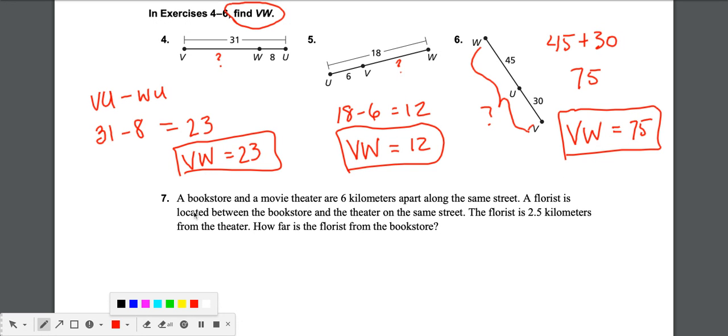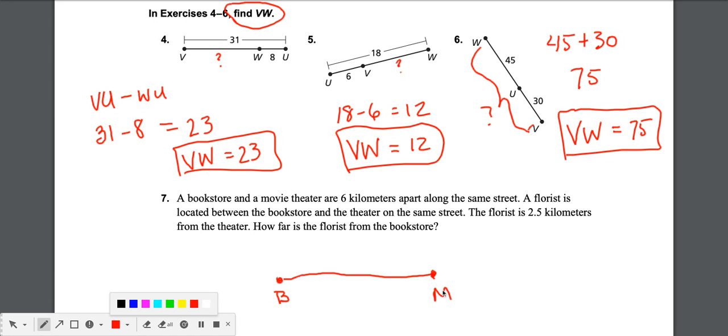Let's look at this last one. This is a word problem in context, probably has something to do with a line segment. And it says right here, a bookstore and a movie theater are 6 kilometers apart. So you could kind of label them and say, well, about 6 kilometers apart. We could call it bookstore. We could call it movie theater if we wanted to. Drawing and sketching a little picture like this is great. They're on the same street. It's a straight line. A florist is located between the two, though, between the bookstore and the theater.